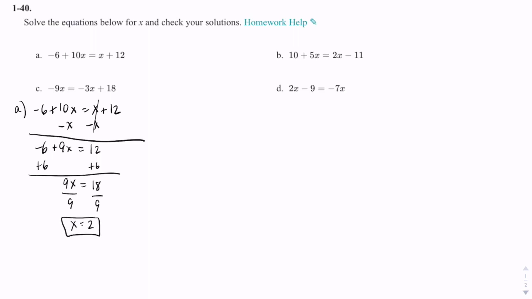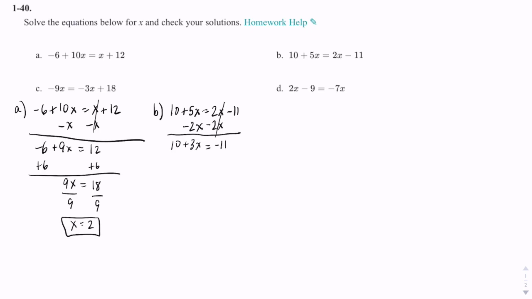For B, I have 10 plus 5x equals 2x minus 11. So I'll subtract 2x from both sides. And you can choose to get your variables together or your constants together first. It doesn't matter. So I get 5x and -2x is positive 3x.